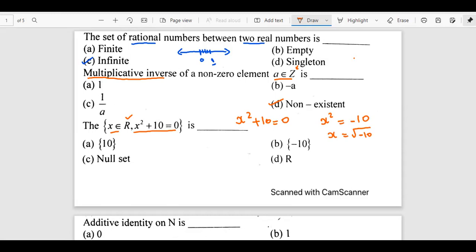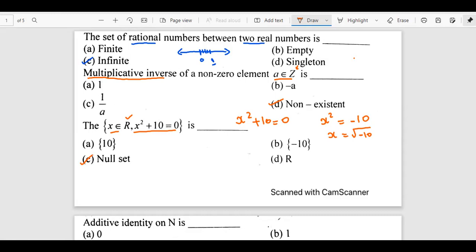It would be minus 10. Okay, look. The very first thing, null set. Very well done. Why? Because here the answer is x equals under root minus 10.